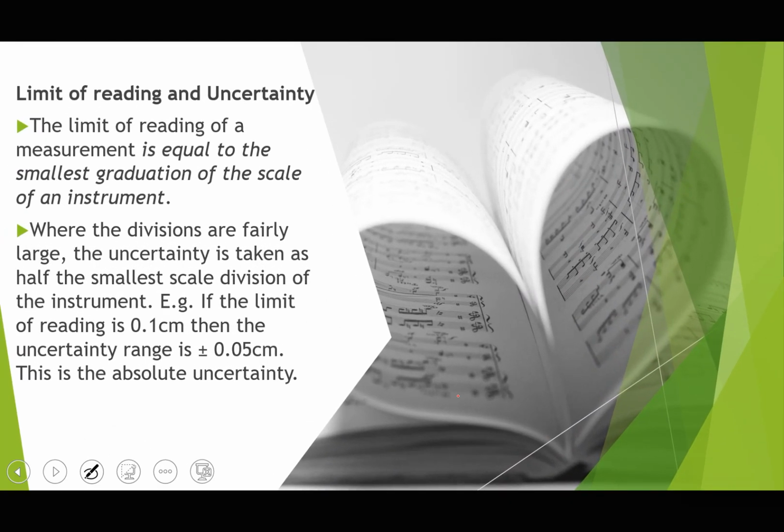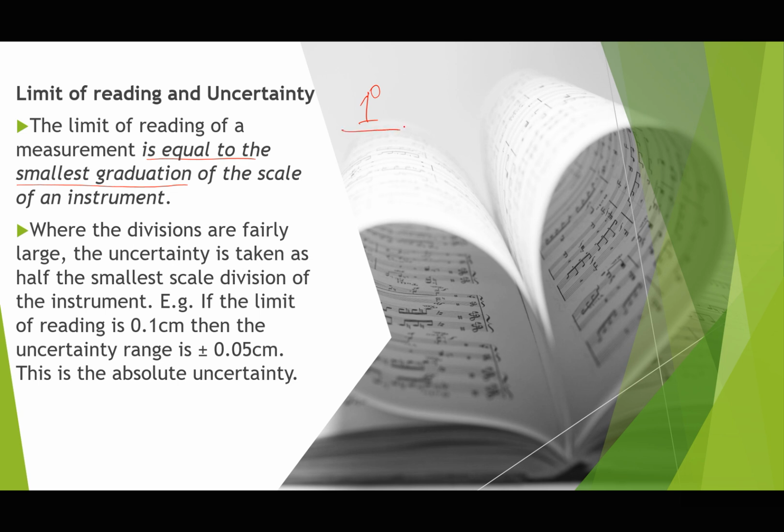Some instruments are analog instruments, such as a protractor, where you have to look at a scale, and the scale divisions of a protractor are very close to each other. For such a protractor, the limit of reading is equal to the smallest division. For a protractor, the smallest division is 1 degree. That means the limit of taking a reading from a protractor is 1 degree.